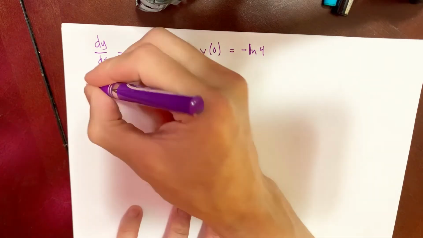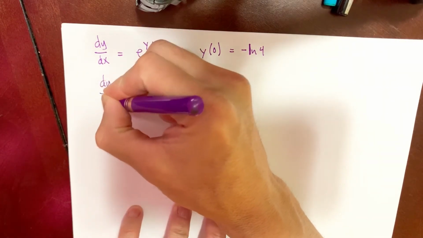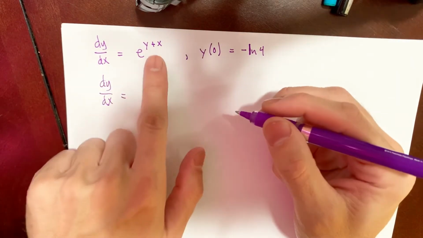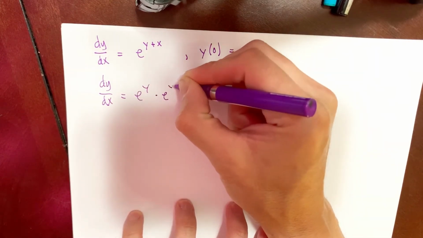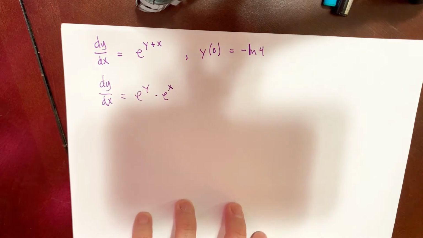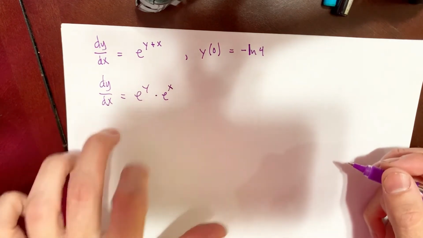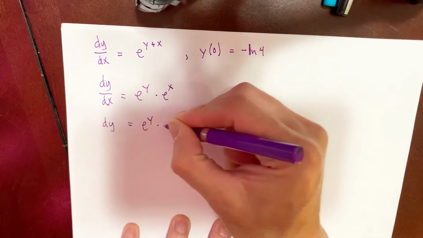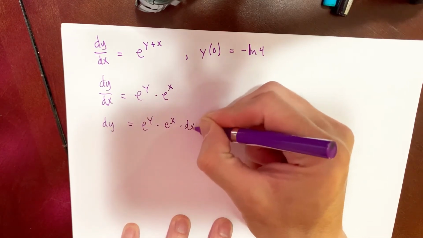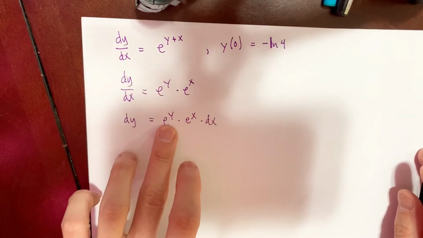So the first thing that I would do here is to use properties of exponents to rewrite this expression as e to the y times e to the x. And then I'm going to multiply both sides by dx to isolate dy, like this. And then I'm going to divide both sides by e to the y.